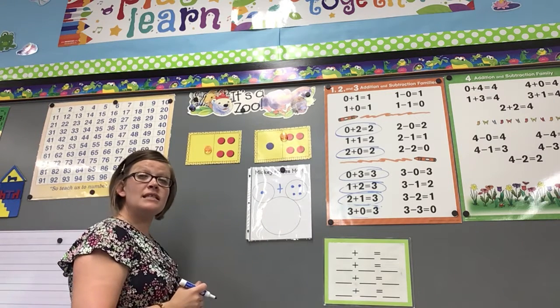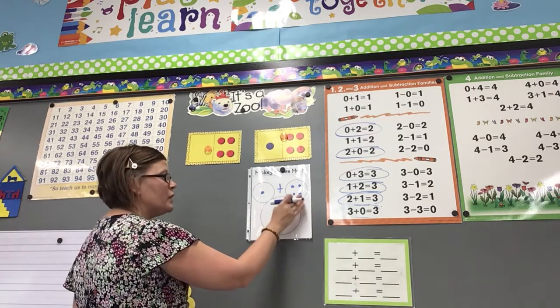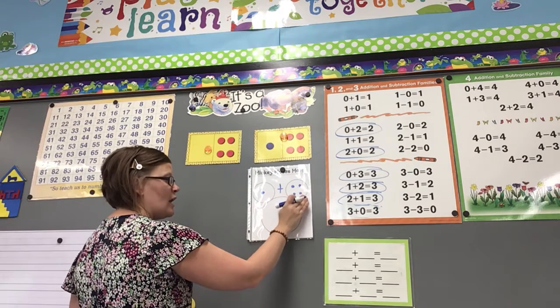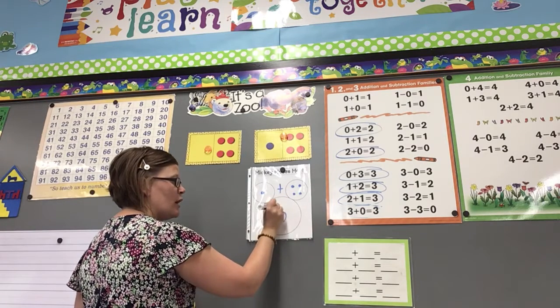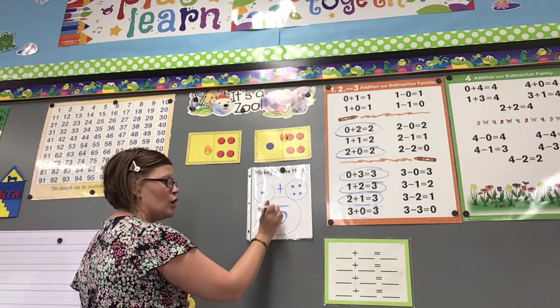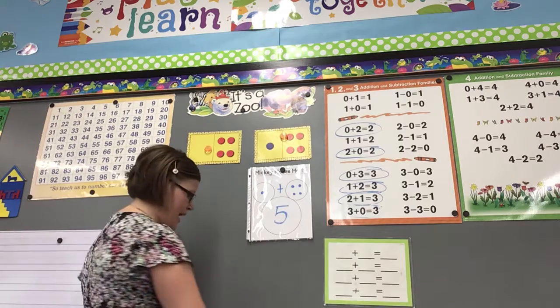Okay, now let's remember anything plus 1 is the next number. So 1 plus 4 is 1, 2, 3, 4, 5. So we write 5. 5 is down, around, across the top. Erase.